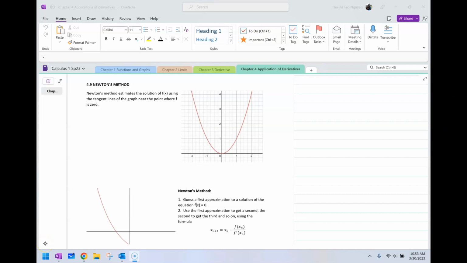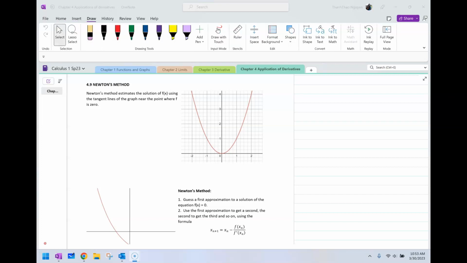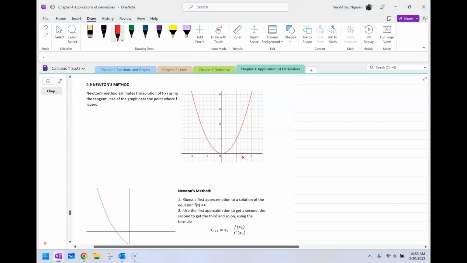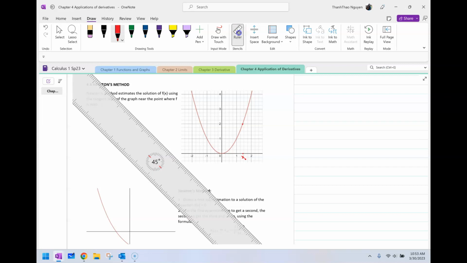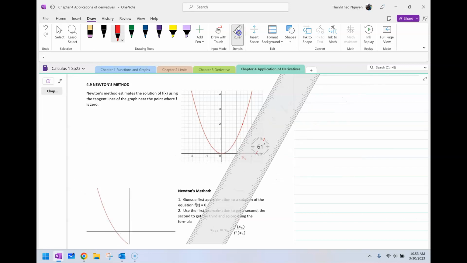Another application of the tangent line is we will use the tangent line to estimate the zero of the function. So how would we do that? Consider the tangent line of f of x at x naught. Let's say here's our x naught, and let's go ahead and draw the tangent line to this point, the tangent line of this function at x naught.